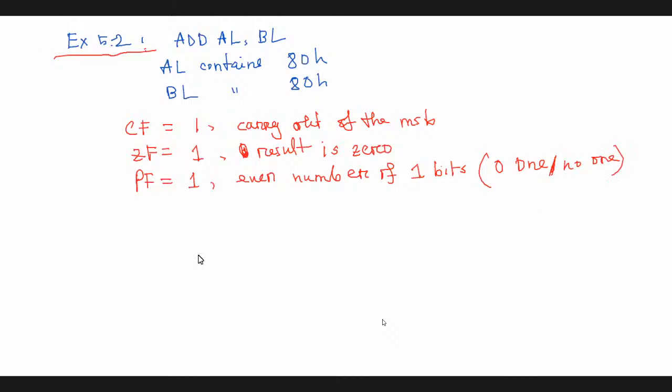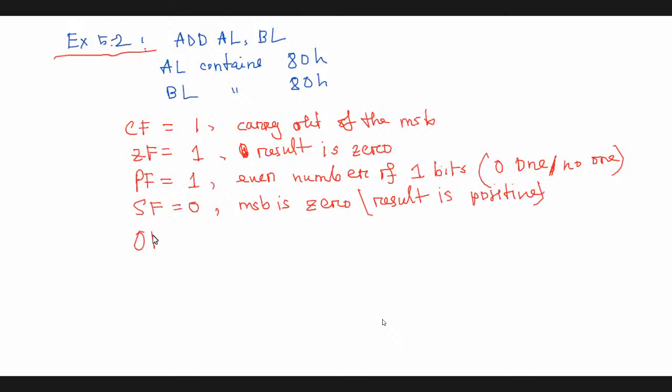Then the sign flag is 0, sir. Sign flag 0. Why? Yes, sir. MSB is 0. Also, you can write result is positive. Result is positive. Okay, then after that, overflow flag, sir.